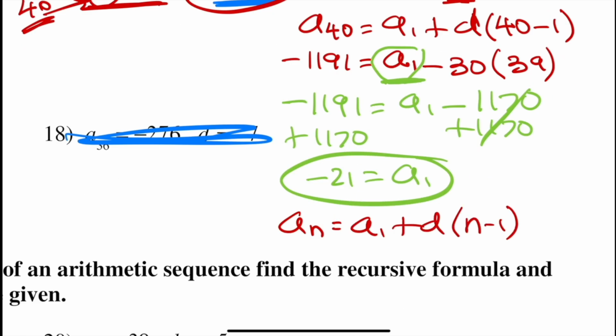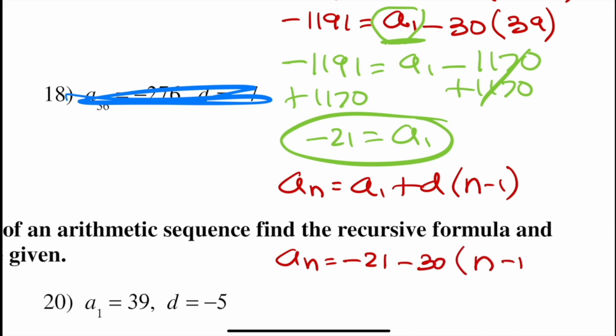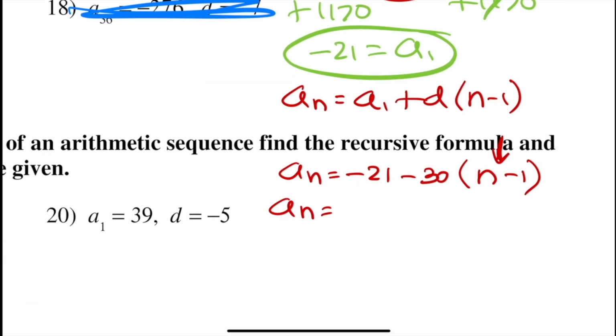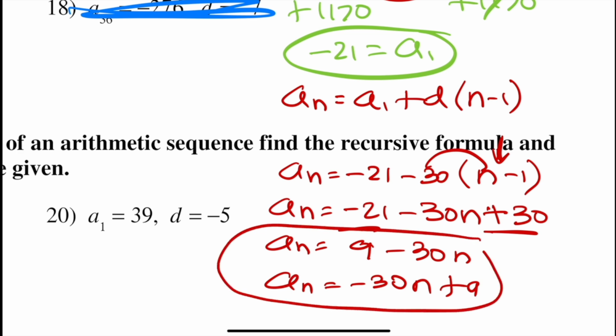Let's write our explicit formula and start replacing values. a sub n equals a sub 1, negative 21. My d, negative 30. My n, I have no idea. Remember, I'm finding the formula for my nth term, so everything has to be in terms of n. Because after that, what I'm going to do is replace n for 1, for 2, for 3, for whatever value I want. And I need to write now my explicit formula. Negative 21, distribute, combine like terms, or either way is going to be my formula. Once I have my formula, now I can replace for any value.